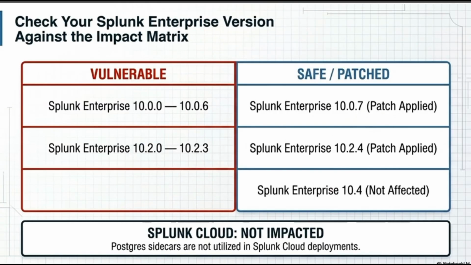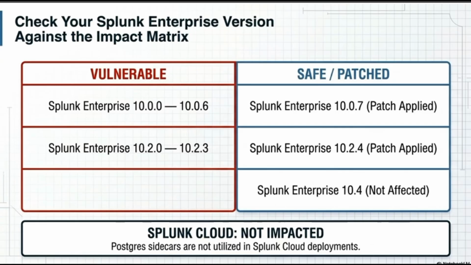So, are you affected? Here is the impact matrix. Check your Splunk Enterprise version right now. If you are running Splunk version 10.0.0 through 10.0.6, you are vulnerable. Patch to 10.0.7 immediately. If you are running Splunk Enterprise 10.2.0 through 10.2.3, you are vulnerable. Patch to 10.2.4 immediately.